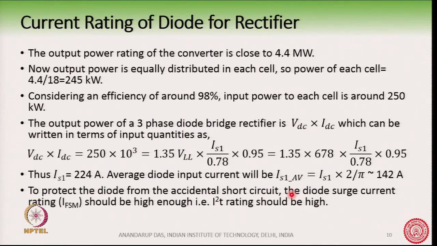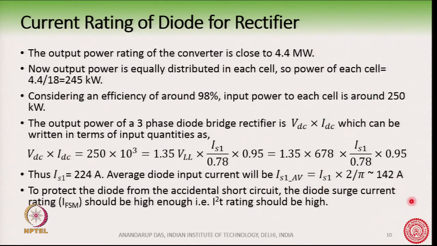You can see this one in any power electronics book, the rectifier section, and the DPF, the displacement power factor, is about 0.95. So, by substituting these values here, we get that the fundamental input side current is about 224 ampere, and the average diode input current will be 2 by pi times this IS1, that is about 142 ampere. So, this is the IF average, the average diode current, 142 ampere.